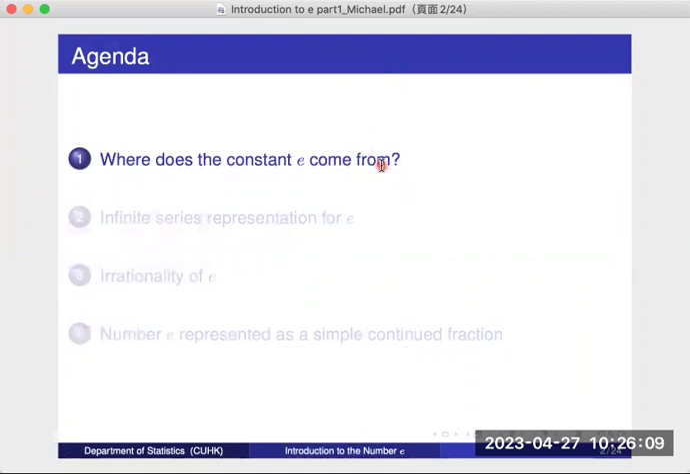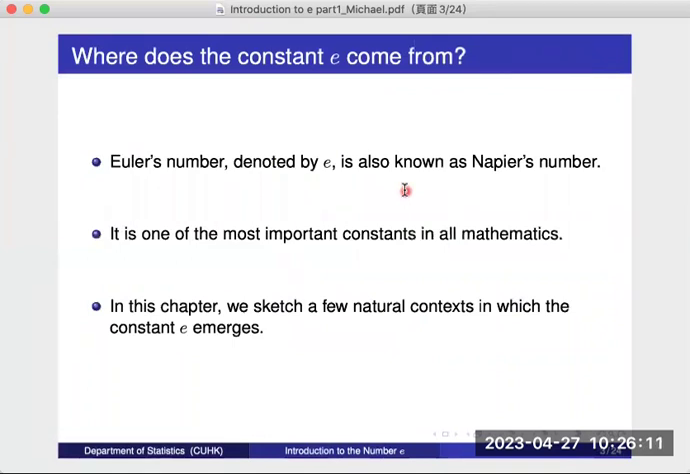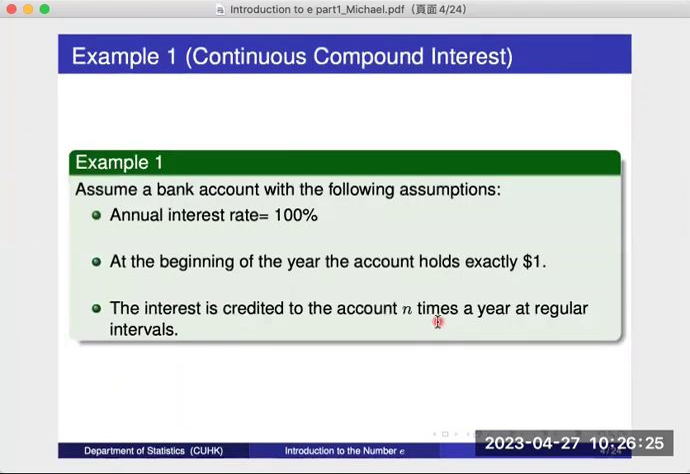So, where does the constant e come from? As we all know, Euler's number, denoted by e, is also known as Napier's number. In this chapter, we will sketch a few natural contexts in which the constant e emerges. Well, let's start with an example of continuous compound interest.